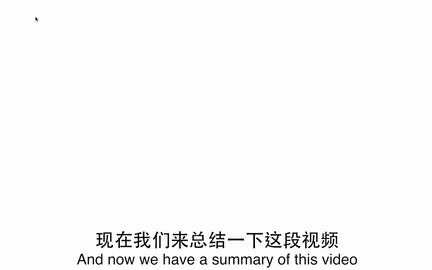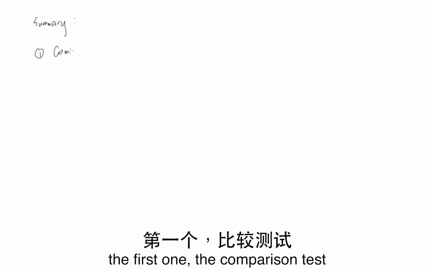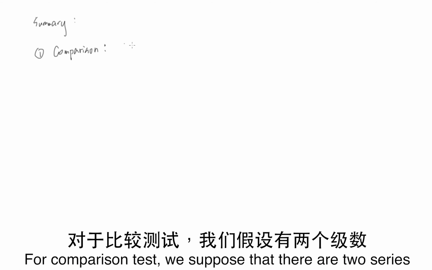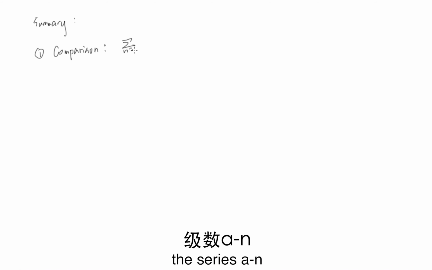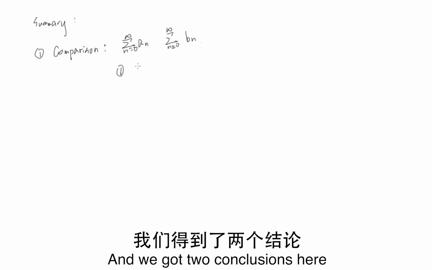And now we have a summary of this video. In this video, we mainly talk about three tests. The first one, the comparison test. For the comparison test, we suppose there are two series, the series an and the series bn. And we got two conclusions here.